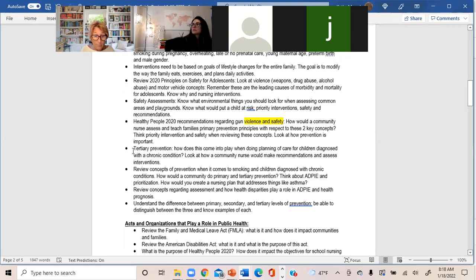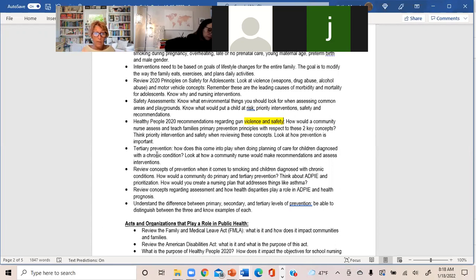Next one, tertiary prevention. Remember, tertiary is management. How does this come into play when planning care for children diagnosed with a chronic condition? Look at how the community nurse would make recommendations to assess interventions. From this, I gather the kid already has the chronic condition, so we're trying to help the parents manage that. What are good behaviors from the parents? What are bad behaviors?